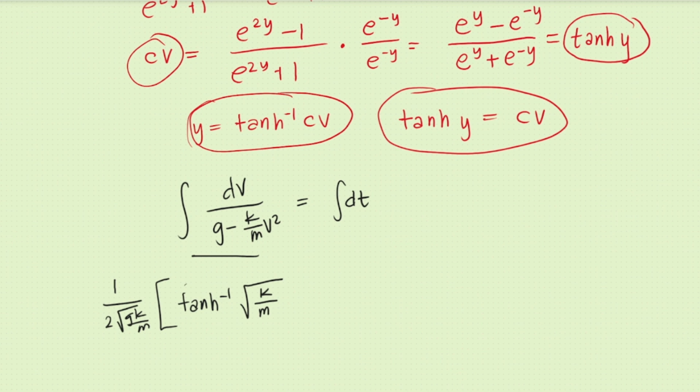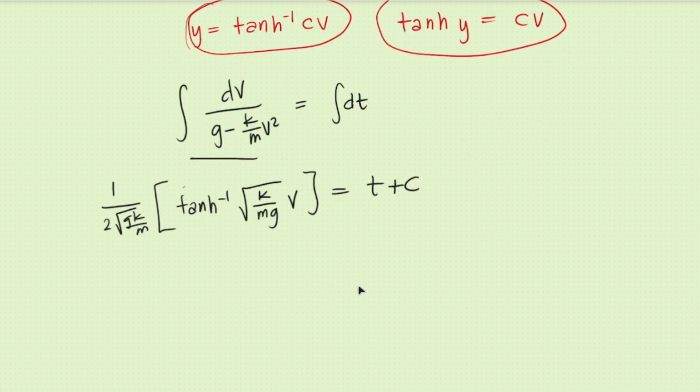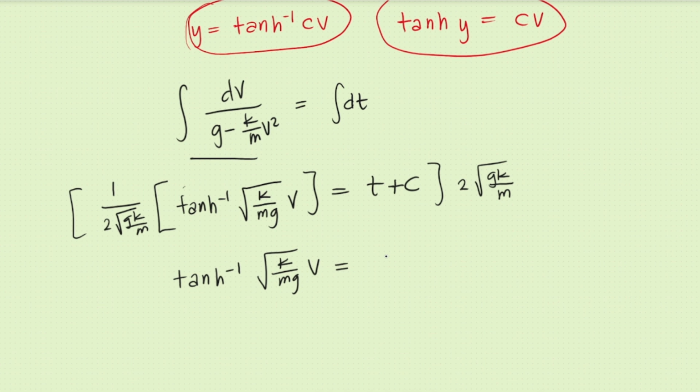K over mg times v is equal to this one here, dt is just t plus c, right? From some constant c. Let's go solve for v. We can actually multiply both sides of the equation by 2 square root of gk over m, right? So we'd be left with the inverse hyperbolic tangent of square root of k over mg v is equal to t plus c times 2 square root of gk over m.